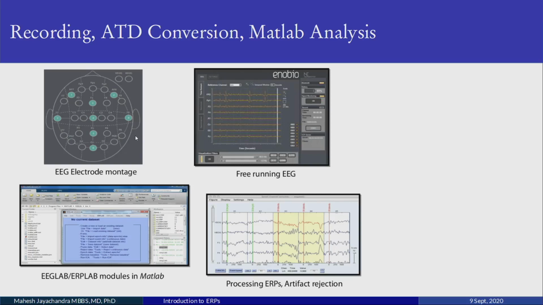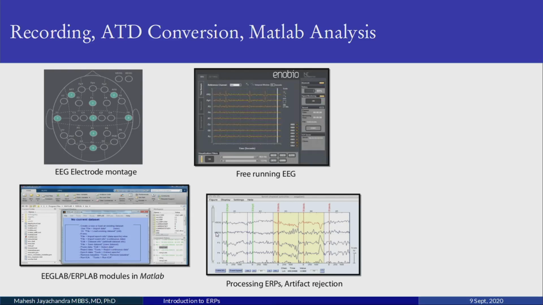Okay. So this is from our lab, where this is the electrode montage. So here we have midline electrodes, and we have some temporal electrodes and electrodes on the headband on the side. This is the free running EEG. Once we record the raw EEG, we do the processing. This is a choice. We do the processing in ERPLAB or EEGLAB, which are open source modules which work on MATLAB, and they have been there for more than a decade, and they are designed to analyze ERPs and evoked potentials. And after we have to do processing.